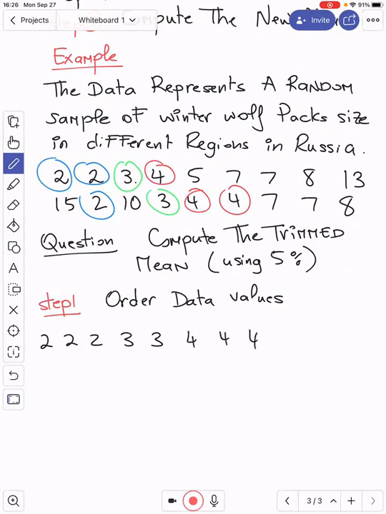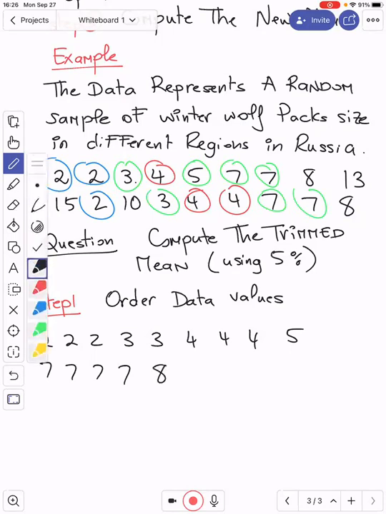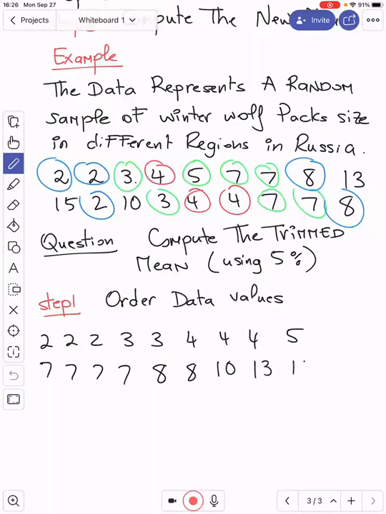How many 5s? Just 1 5, I think, right? If I'm not mistaken. So 1 5, and then how many 7s? We have like 4 7s. 4 7s. And then 1 8. Sorry, no, 2 8s. Sorry. So 2 8s right here. 2 8s, and then next number or value would be 10, then 13, and then 15.